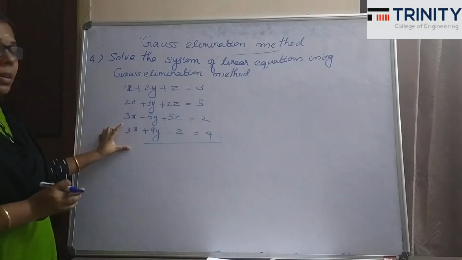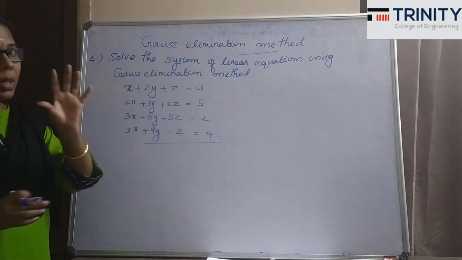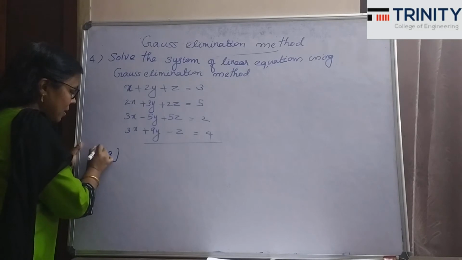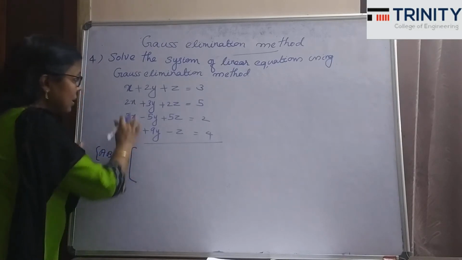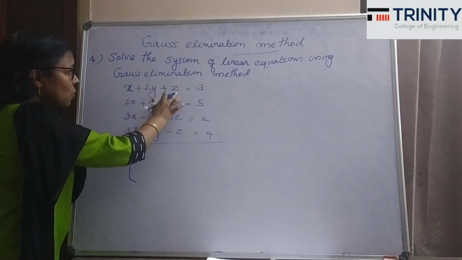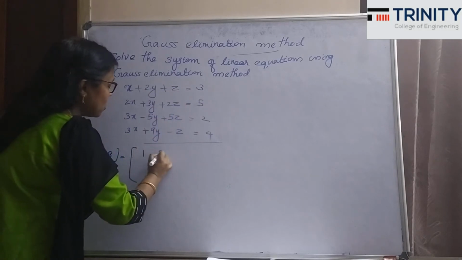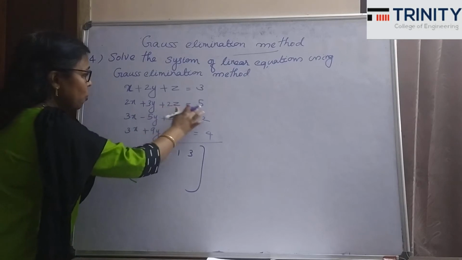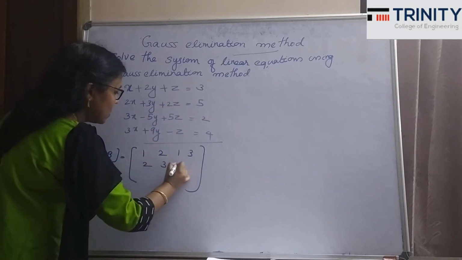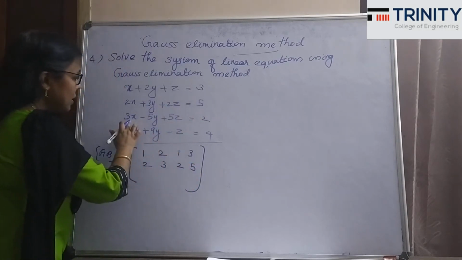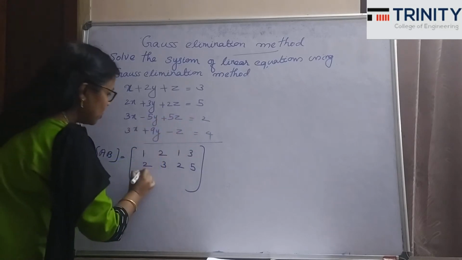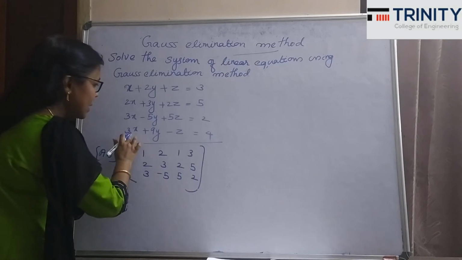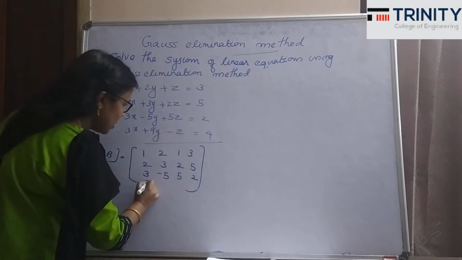Our next question is given. We have to solve this system of linear equations. First, write the augmented matrix AB. Augmented matrix AB is 1, 2, 1, 3 as first row. Then 2, 3, 2, 5 as second row. 3, minus 5, 5, 2 as third row.